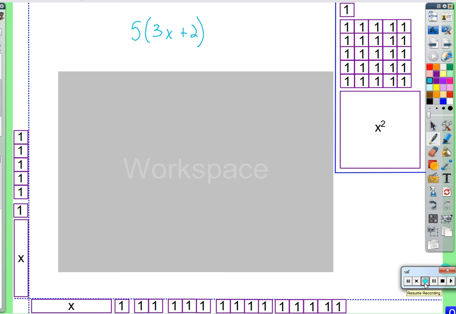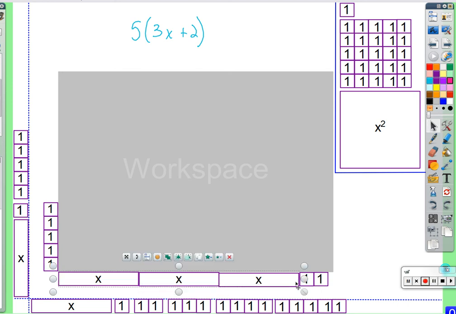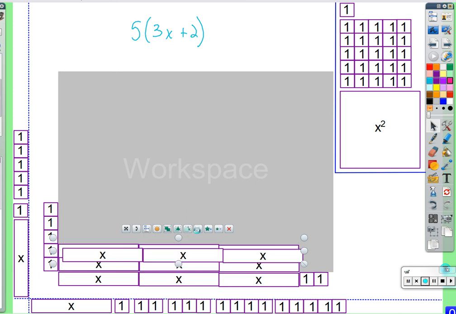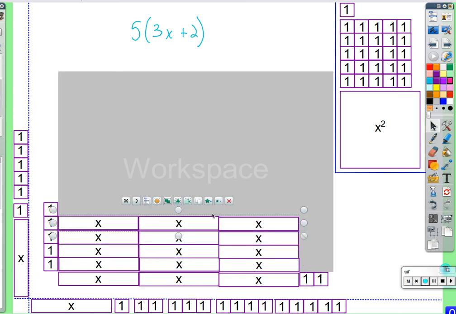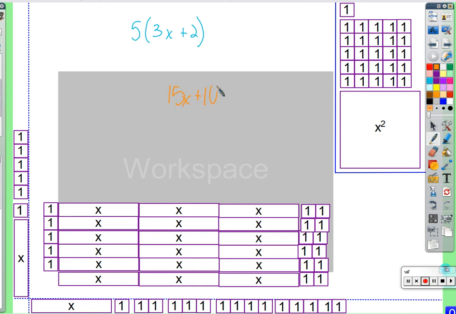All right, so on one side we got 5. On the other side we got x, 2x, 3x, plus 2. 5 times 3x plus 2. And we'll multiply this by 5. So we have 5 groups of 3x's. That's 15x's. And then 5 groups of 2. And all together, what do we have? 15x plus 10, which of course is what we would get if we distribute.